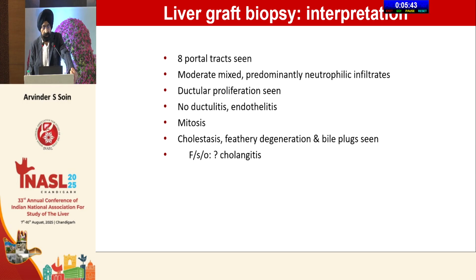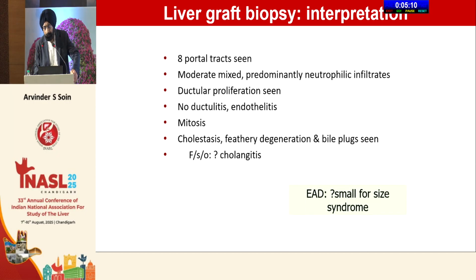What it does show is the whole biopsy showed 8 portal tracts, and there was mixed neutrophilic infiltrates. There was some ductular proliferation. There was no ductulitis. There was no endothelitis. There was no mononuclear inflammation in the portal tracts itself. And there was some mitosis. There was some cholestasis with feathery degeneration and bile plugs. And all in all, it was suggestive of perhaps some kind of cholestasis or cholangitis, right? So the interpretation was query small for size syndrome.